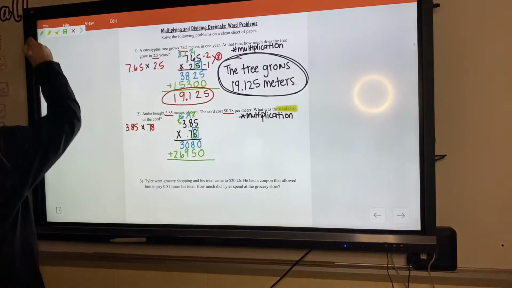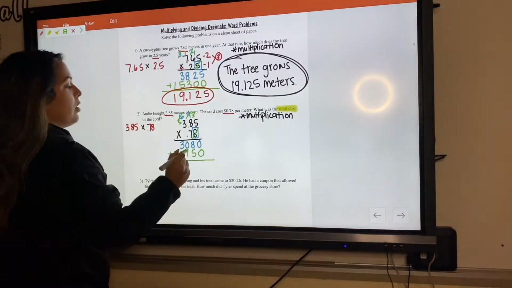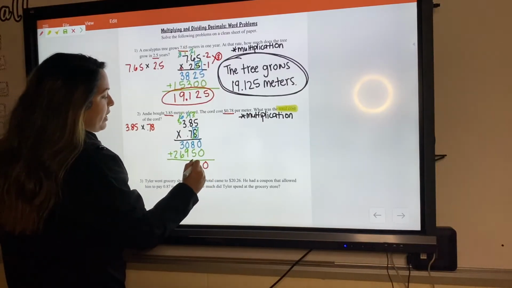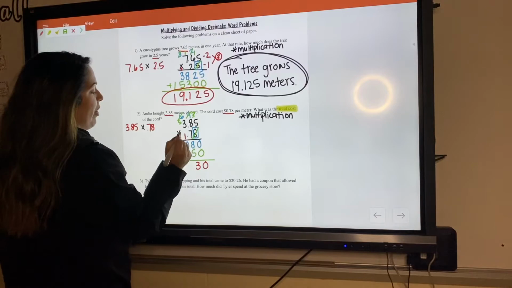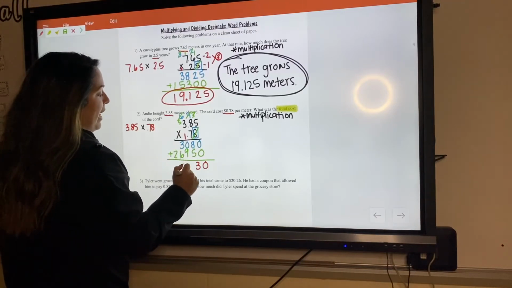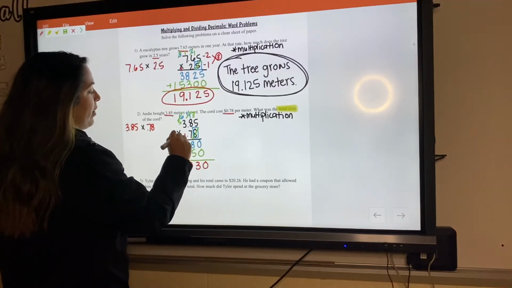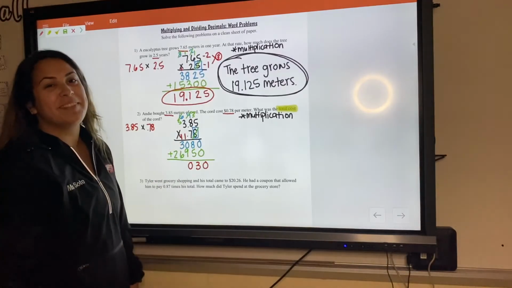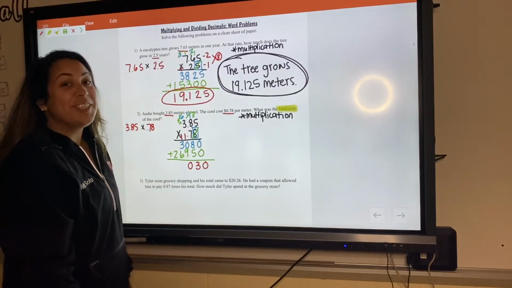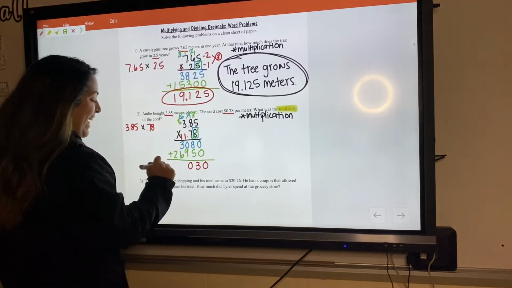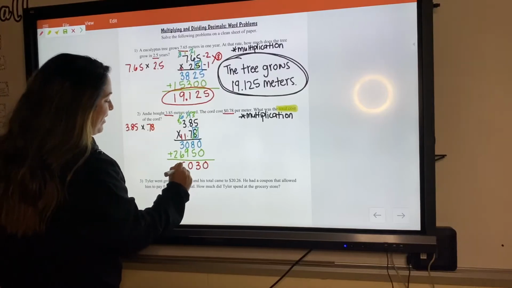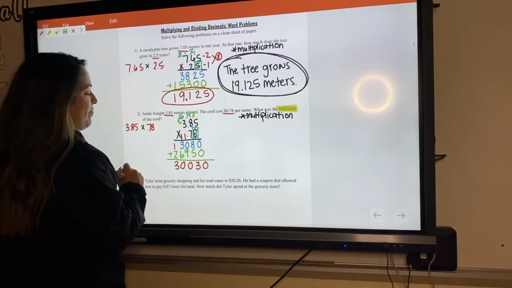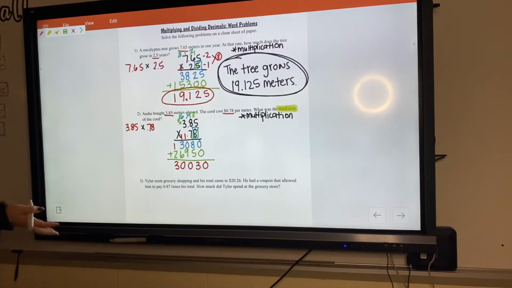I'm going to add these up. 0 plus 0 is 0. 8 plus 5 is 13. Put my 3. Carry my 1. 1 plus 9 is 10. Put my 0. Carry the 1. 1 plus 3 is 4. 4 plus 6 is 10. Put my 0, carry the other one. 1 plus 2 is 3. So I have my answer.